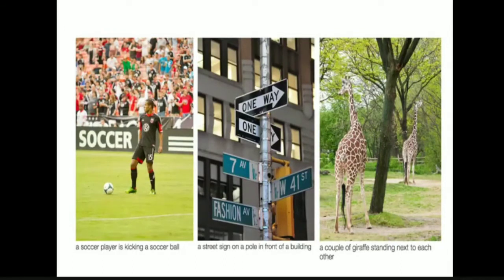It has missed the information about the tree here, right? A couple of giraffes standing next to each other, and in between we have a tree. So this information it has missed. Okay, so it is all about the efficiency of the convolutional neural networks.